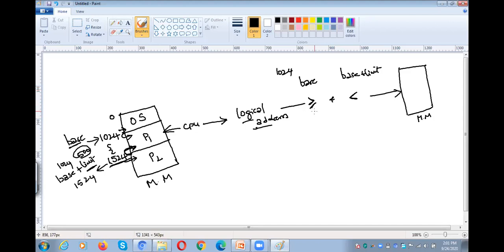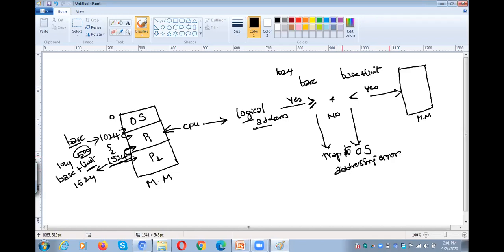If it is not greater than or equal to base, or if it is not less than base plus limit, automatically what will happen? If it is yes, we move to the main memory. If it is no, either condition has failed. Then we go to the trap to the operating system. Trap means a signal error. It is called an addressing error.